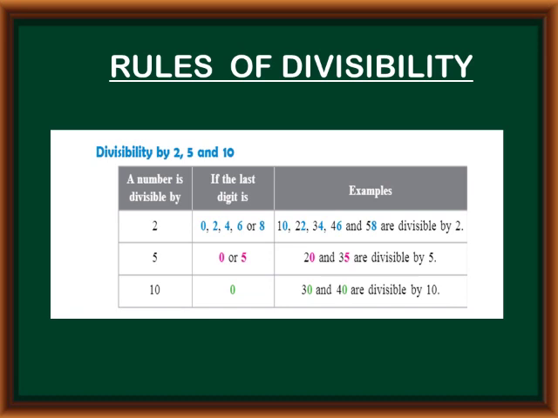Second one, a number is divisible by 5 if the last digit is 0 or 5. For example, 20 and 35 are divisible by 5. Next, 10. If the last digit is 0, then the number is divisible by 10. For example, 30 and 40 are divisible by 10.